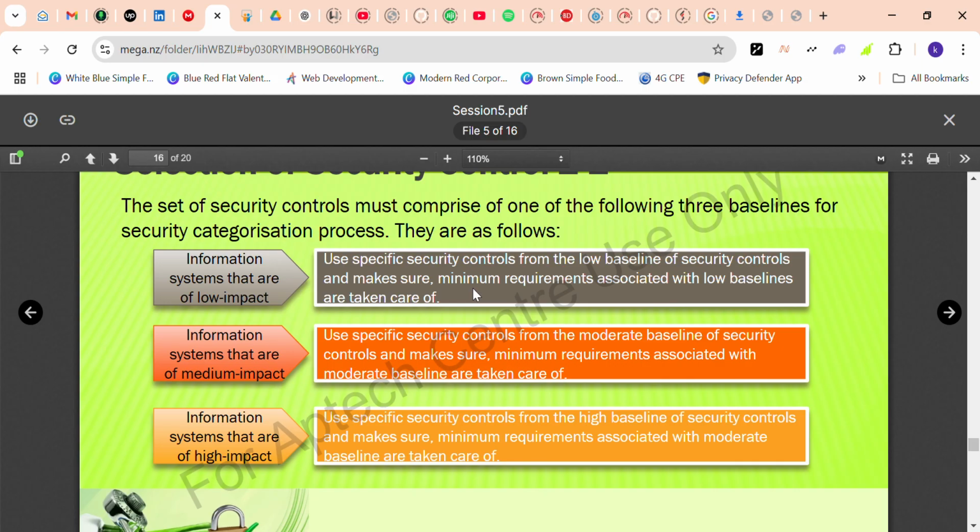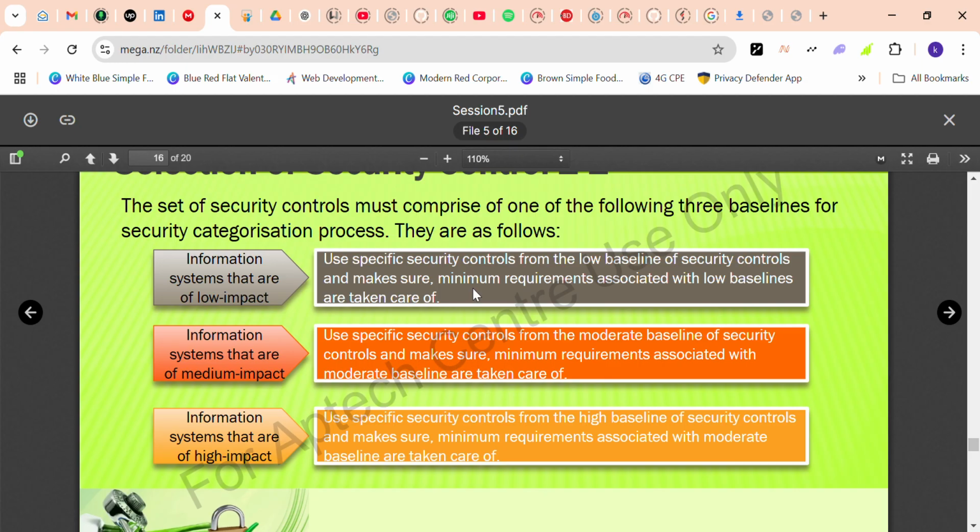So now, when the impact is medium, you should also use specific security controls from the moderate baseline of security controls and make sure the minimum requirements associated with the moderate baseline are also taken care of. Also, you should use the security controls of the minimum for the medium impact, which are in the baseline of the medium impact also.